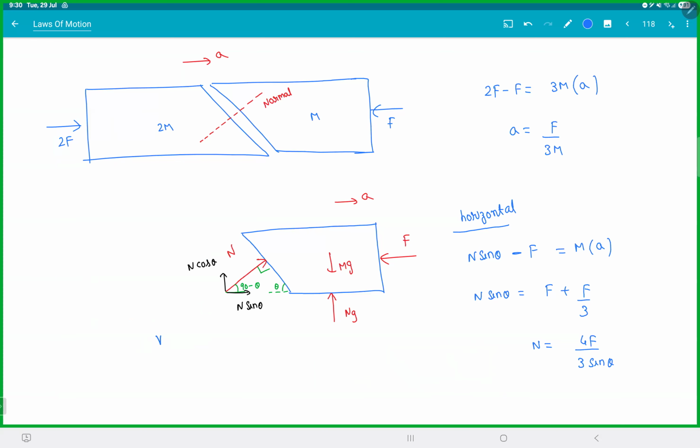So here in the vertical direction, if you look at the forces, there is no acceleration. We have Ng plus N cos theta minus mg is equal to 0. So we get Ng must be mg minus N cos theta, which is 4F by 3 sin theta cos theta. This is your normal reaction. This must be greater than or equal to 0. This is your normal reaction of the ground.